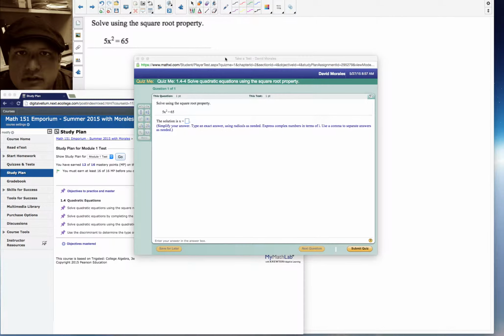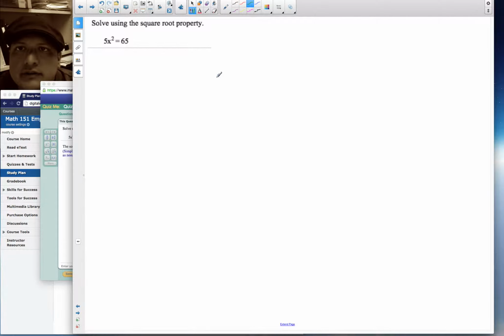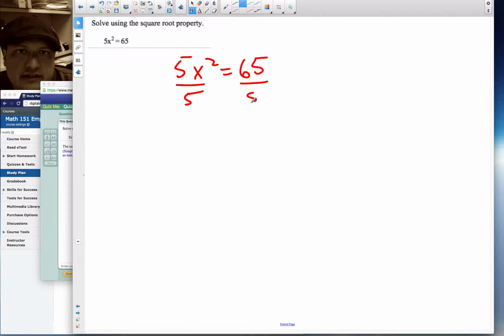Using the square root property. So first thing we want to do here is get the x by itself, right? So divide everything by 5. And you're allowed to use a calculator, so this is 13.